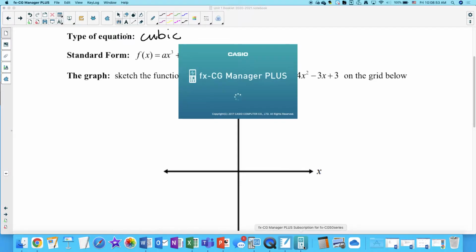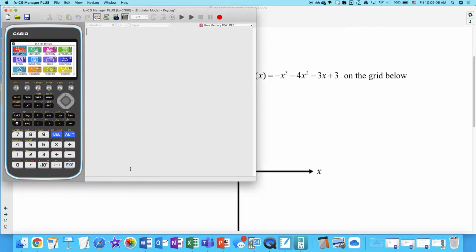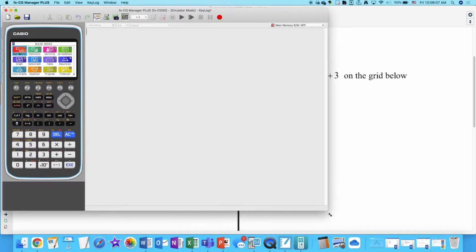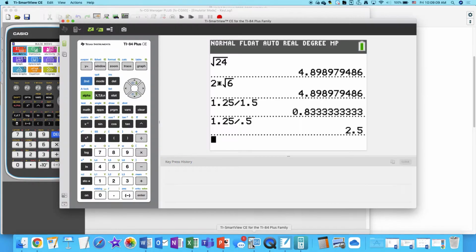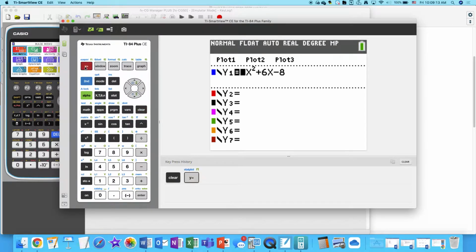I just want to ask again, because I can't remember, how many people here have Casios? Just a couple. Okay. So interesting. Like, that is just totally changing. In my grade 10 classes this semester, I think more people had Casios than TIs. Either one is good. Okay. So I'll do this on both.